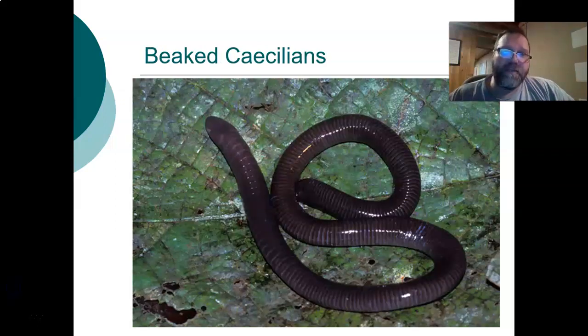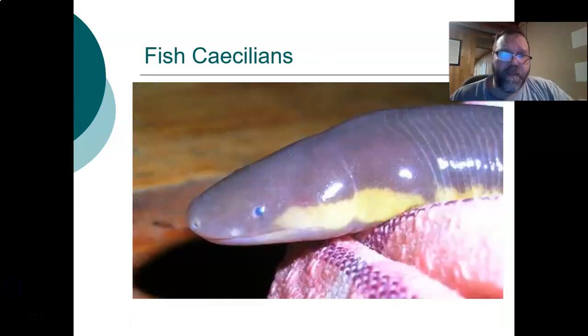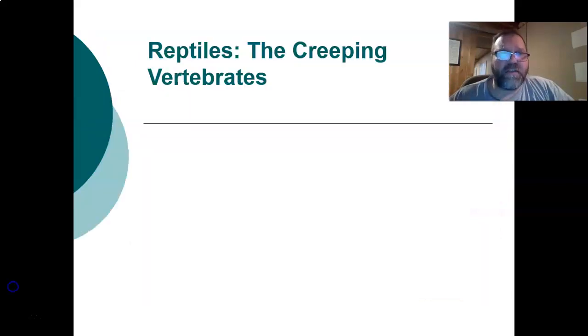Here's one called the beaked Caecilian. Notice that it's actually got a face. A snake doesn't really necessarily have a face. So he's got two little eyes there and a little snout. There he is. See what I mean by a face? He's got eyes, a nose, and kind of a mouth. Kind of looks more like a face than a snake's does. This is a fish Caecilian.